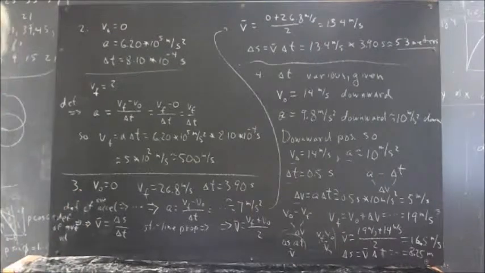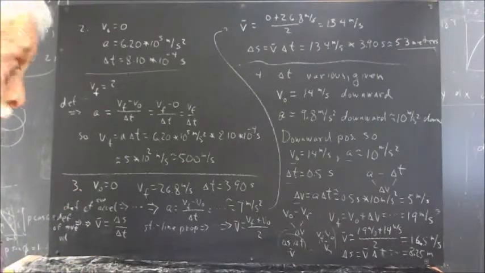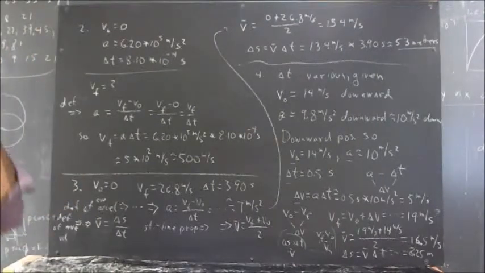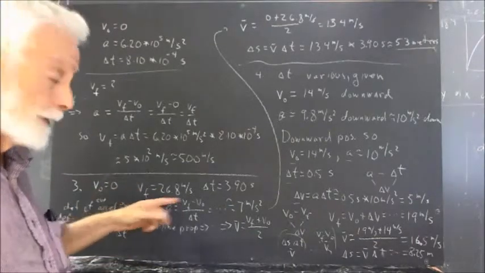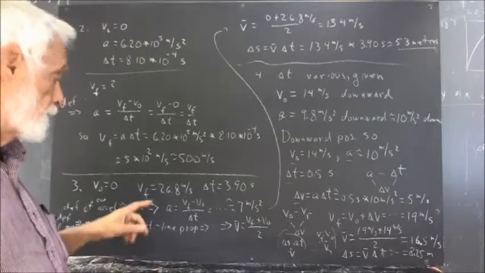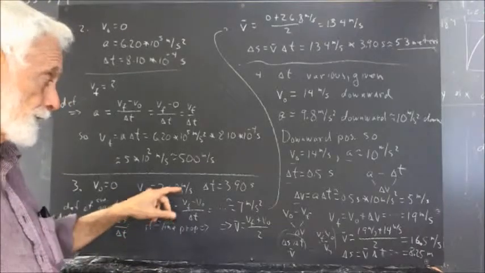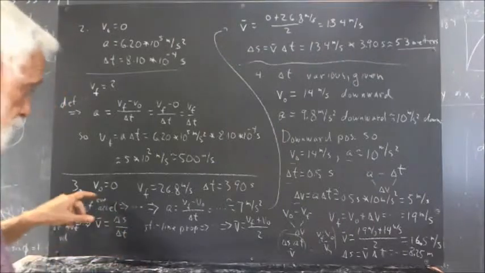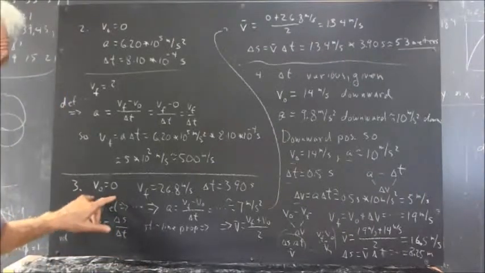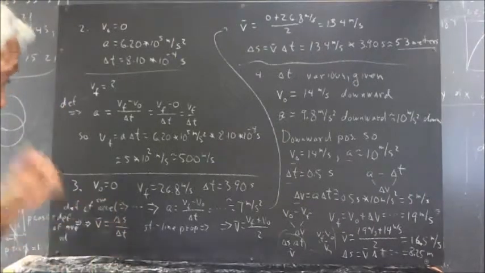Next problem. We have a motorcycle. The motorcycle accelerates from rest to 26.8 meters per second in 3.9 seconds. So our final velocity is 26.8 meters per second, our delta t is 3.90 seconds, and our initial velocity, of course, since we're starting from rest, is 0.